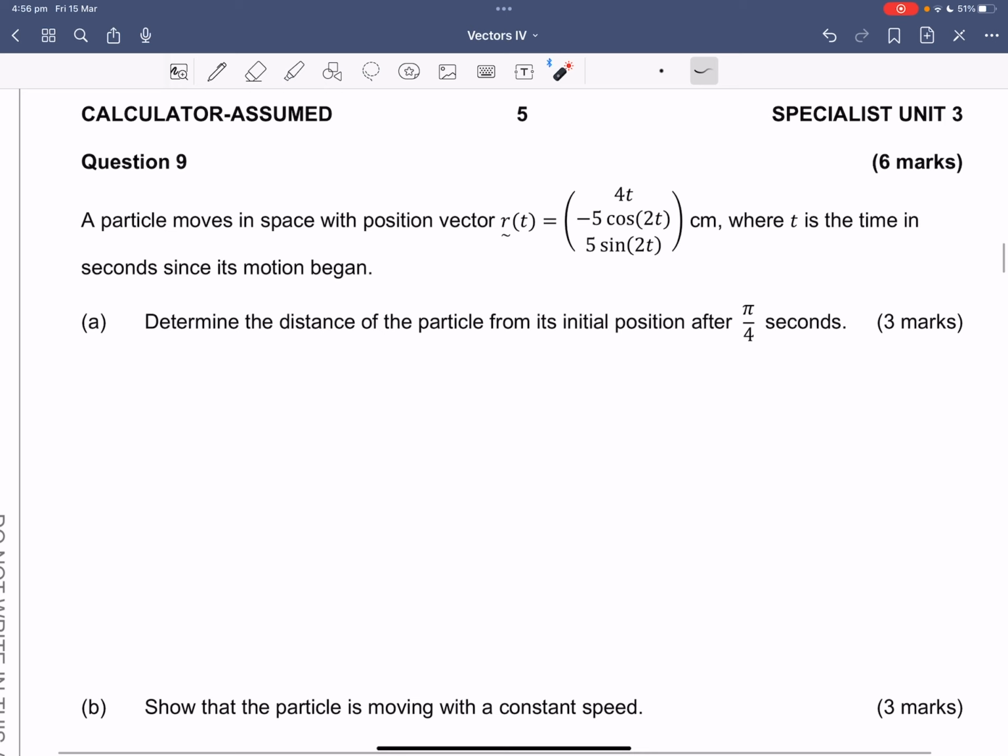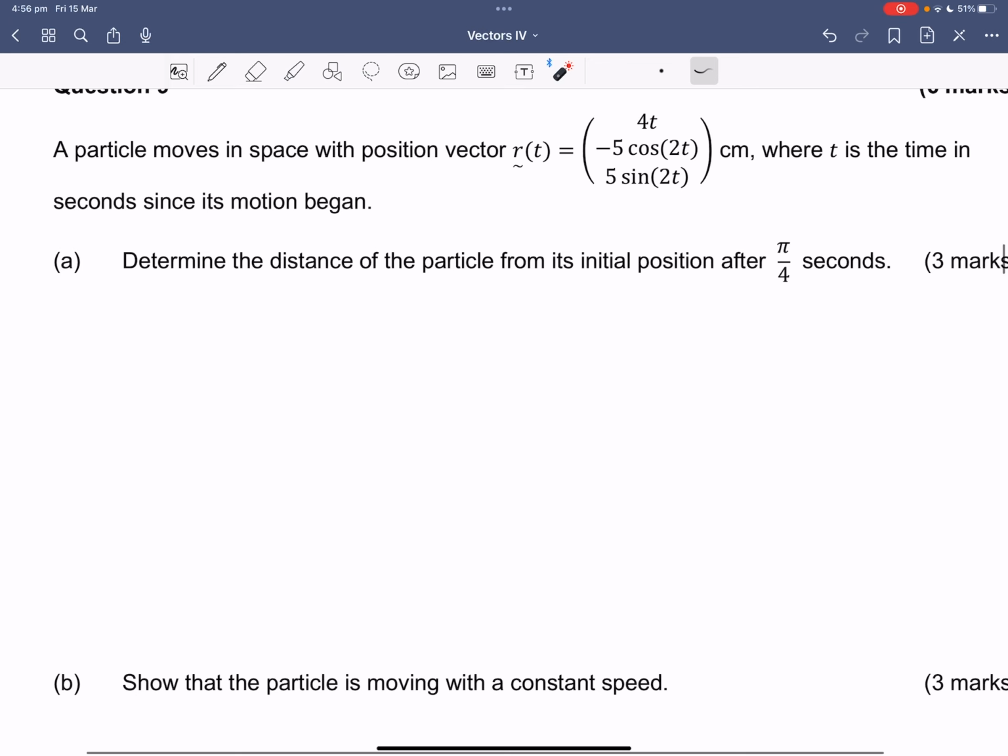Question number 9. A particle moves in space with position vector this. Determine the distance of the particle from the initial position after pi on 4 seconds. Alright, all we have to do is sub in t equals pi on 4 to find out where the particle is after pi on 4 seconds.